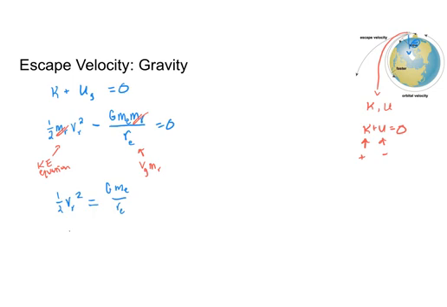Finally, solving for my escape velocity, what I'll get is that my escape velocity is equal to the square root of 2 times big G times the mass of the Earth divided by the radius of the Earth. And again, this is our escape speed. So that's the minimum speed that a rocket needs to have to escape the Earth's gravitational pull, to be able to get out of our planet and go to a new planet.